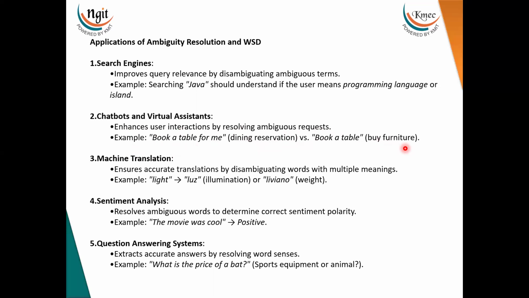Then there is machine translation, which ensures accurate translations by disambiguating words with multiple meanings. So light is illumination, or light can be weight. You can see different languages here.